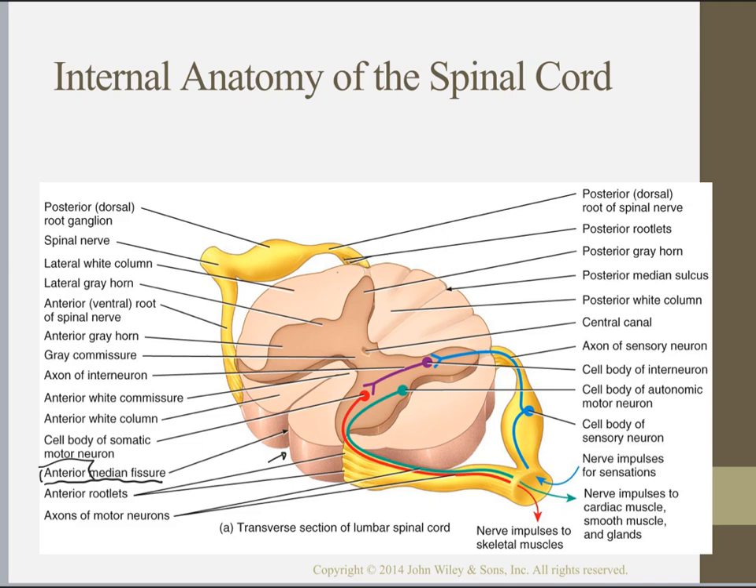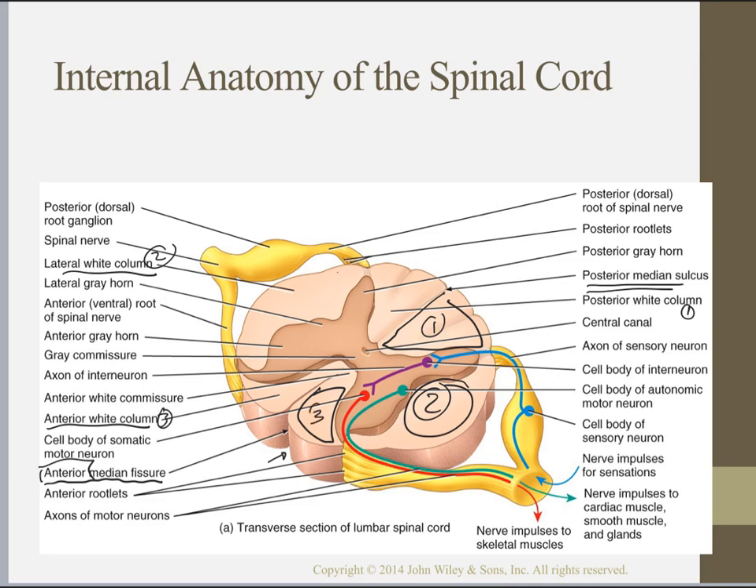Well, if there's an anterior portion, there's going to be a posterior, but it's not as deep of a slit. It's more of a shallow groove, so we're going to call it the posterior median sulcus. Now that we know front and back, anterior and posterior, we can now name the columns. So we break it up into 3 regions, 1, 2, 3. So we start with the posterior white column, we'll name that 1. We have the lateral white column, we'll say it's here as 2. And then we have the anterior white column, we'll name that 3, okay?